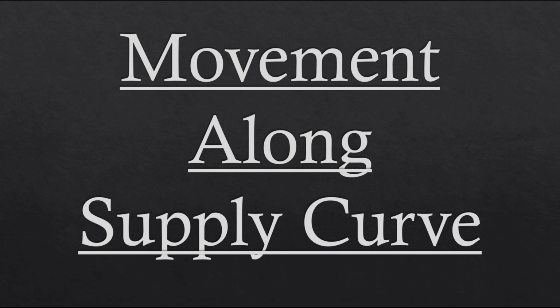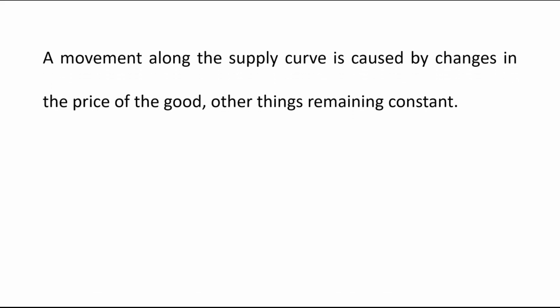Hello students, next topic is movement along supply curve. A movement along the supply curve is caused by changes in the price of the good, other things remaining constant. So basically, the factor which is responsible for the movement along supply curve is the price of the good itself. Due to change in this factor, it causes a movement along the supply curve.